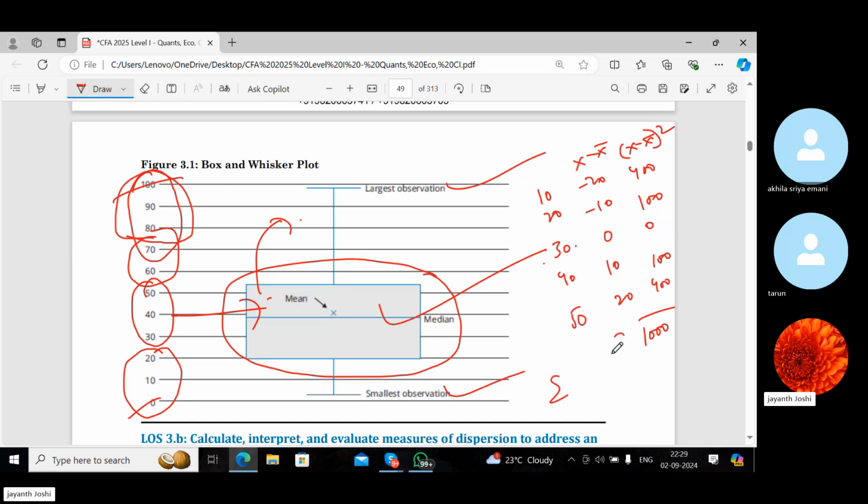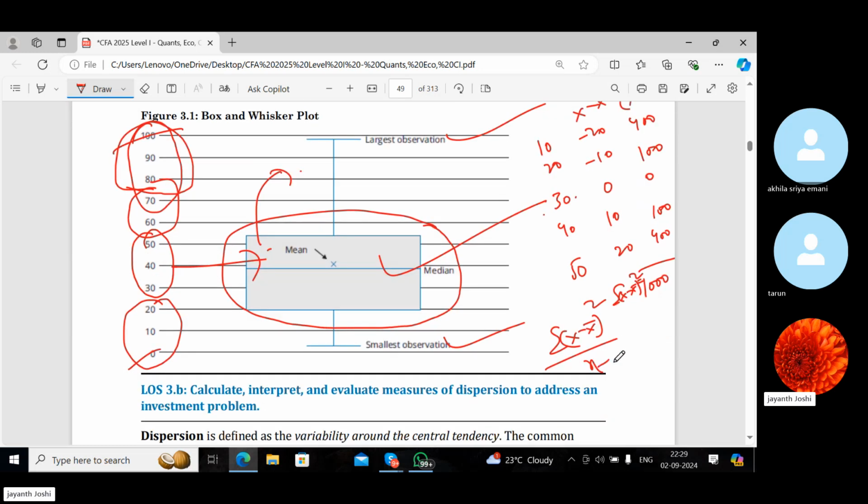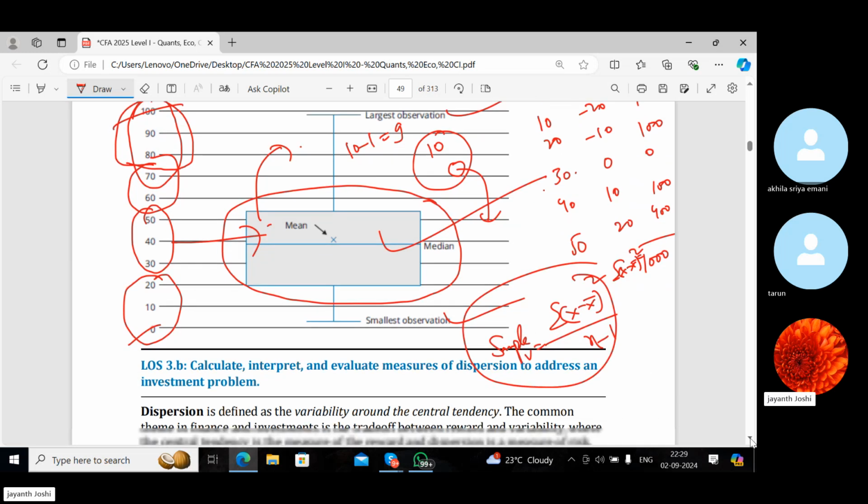So this is sigma x minus x bar the whole square, divided by n. This is for population, but we are finding sample variance, so n minus 1. Why minus 1? If this is the population, one sample from the population has been taken out. If the number of observations in the entire population is 10, and I take one out, this becomes 10 minus 1, that is 9. So 9 terms are left over because one term is out. So this is called sample variance.